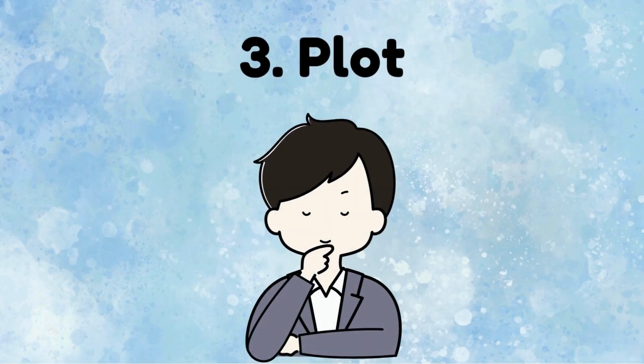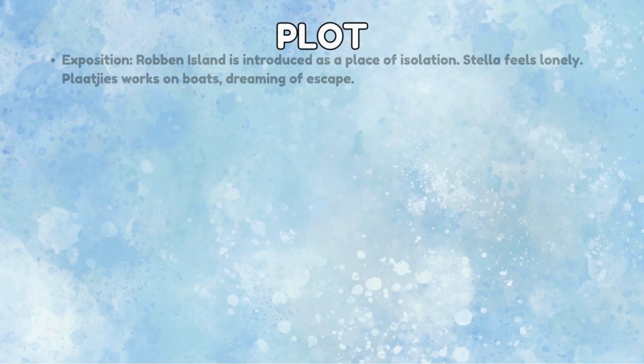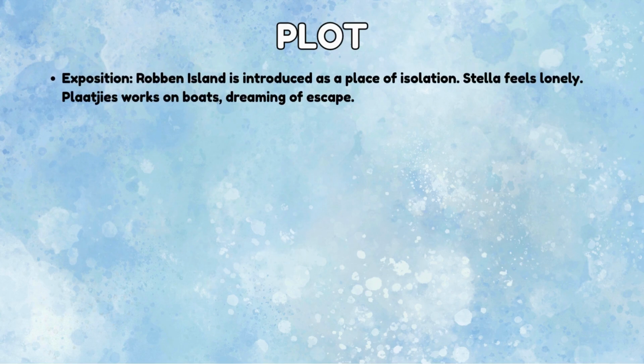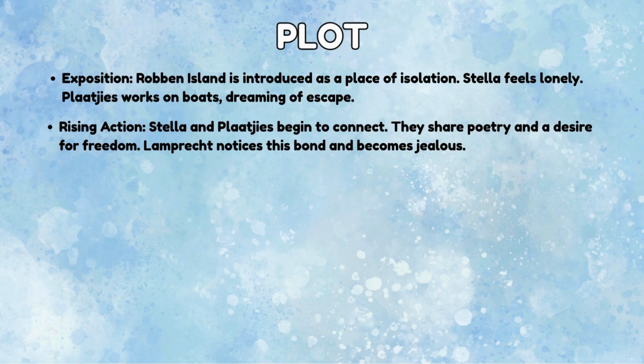Number 3. Plot summary. The play moves through 5 main stages. Exposition. Robben Island is introduced as a place of isolation. Stella feels lonely. Plachis works on boats, dreaming of escape. Rising action. Stella and Plachis begin to connect. They share poetry and a desire for freedom. Lamprecht notices this bond and becomes jealous.